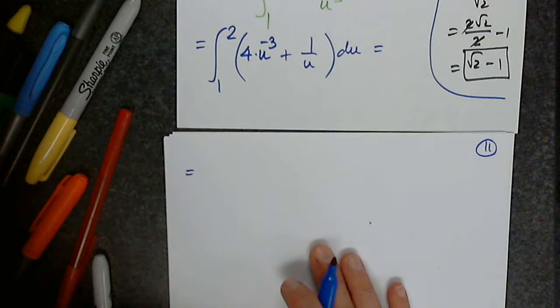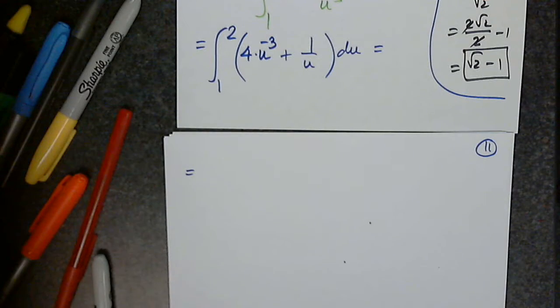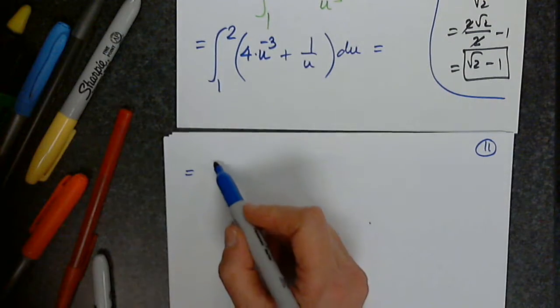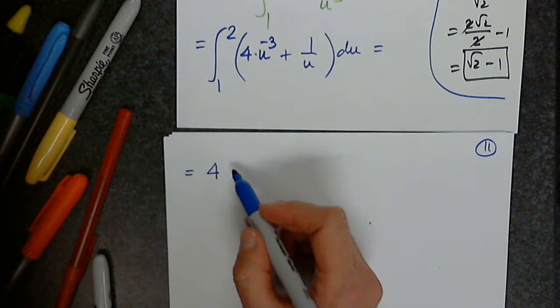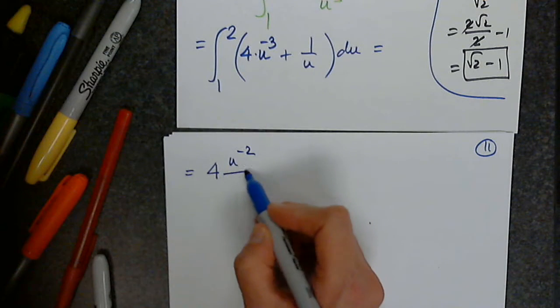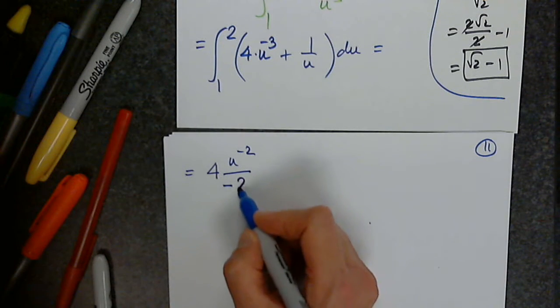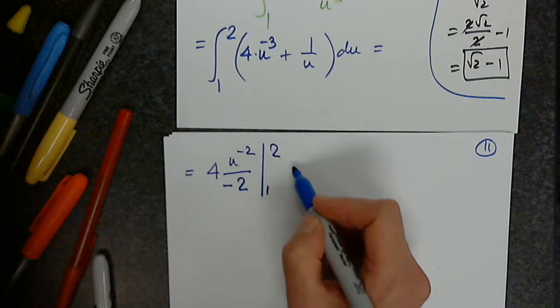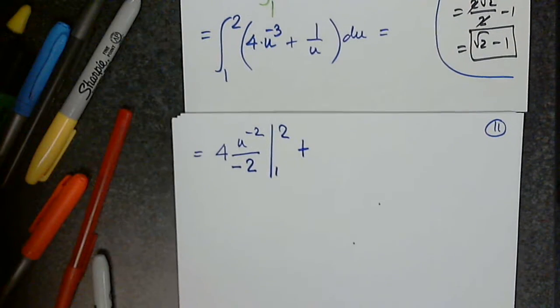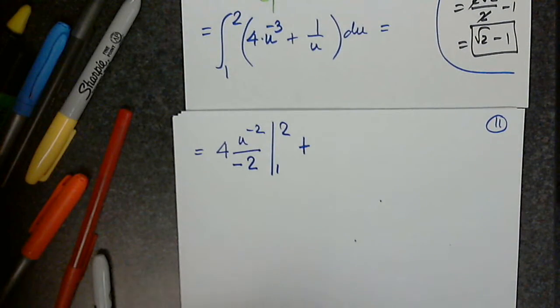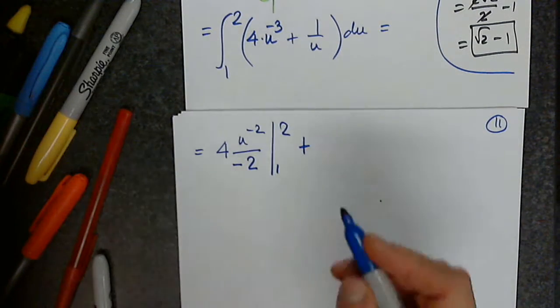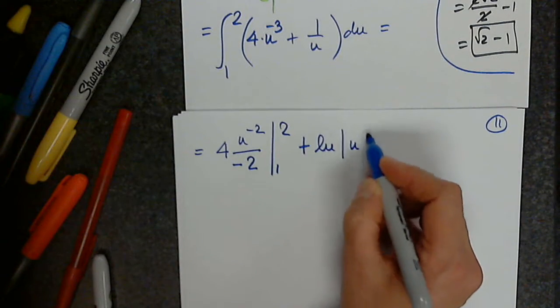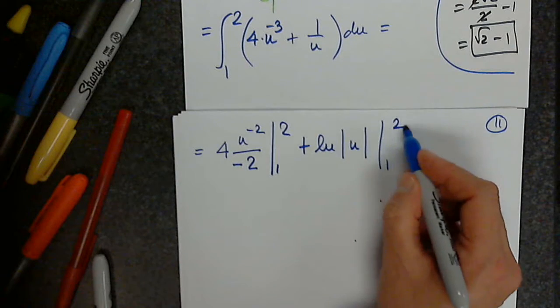What function prime is 4u to -3? 4 u to -2 over -2 from 1 to 2 plus. Which function prime is 1 over u? Natural log. Yes, natural log of the absolute value of u from 1 to 2. Excellent.